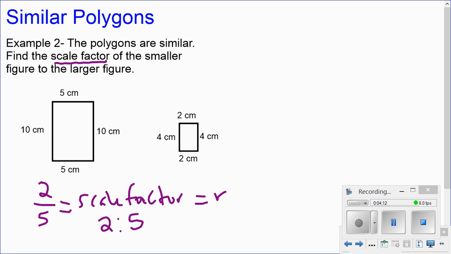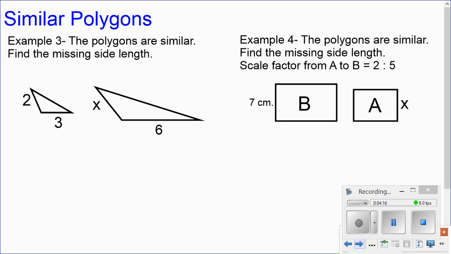Same thing. Okay, so that's our scale factor. Next example. So once again, we're told these polygons are similar. We're supposed to find the missing side length. So we're first going to figure out the ratio, the R value, the scale factor.